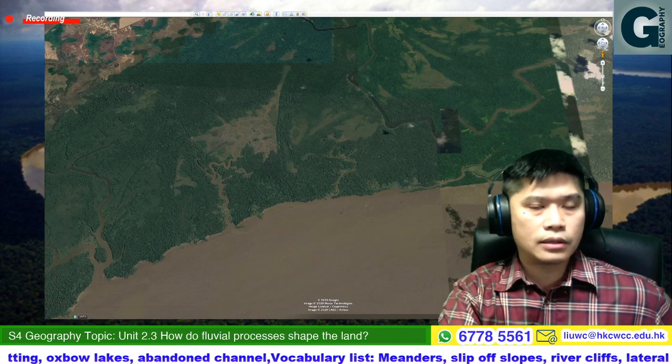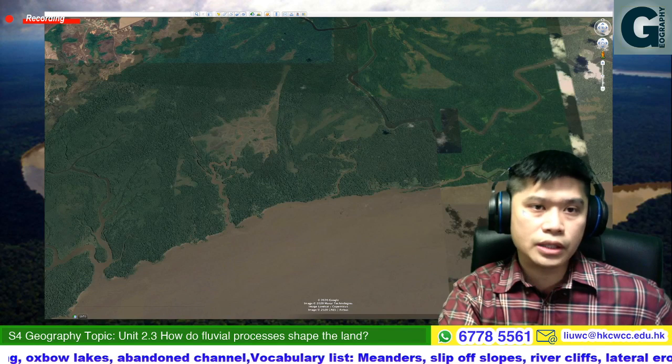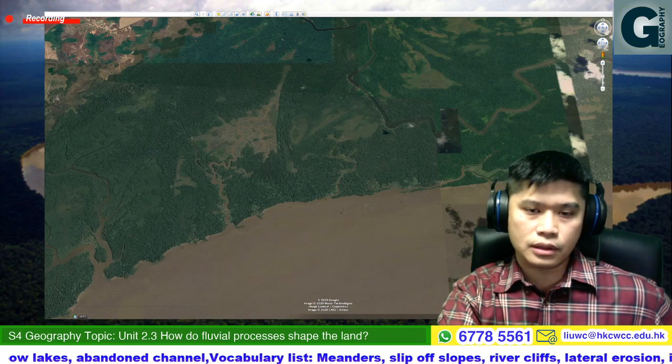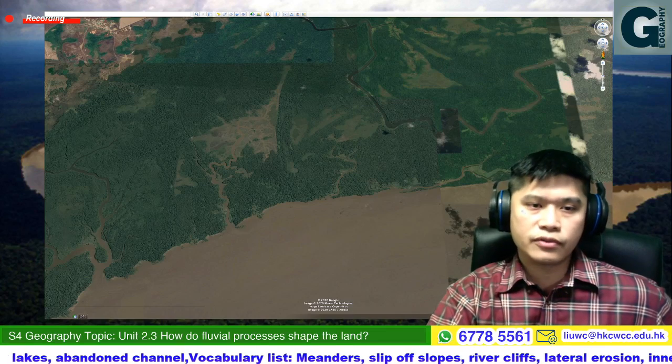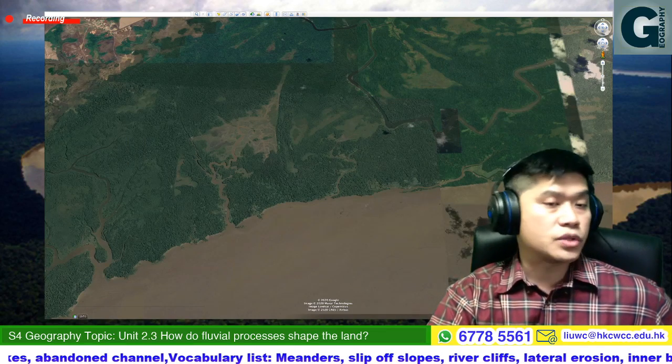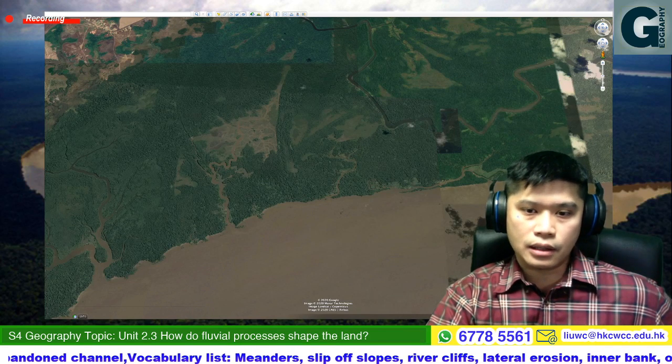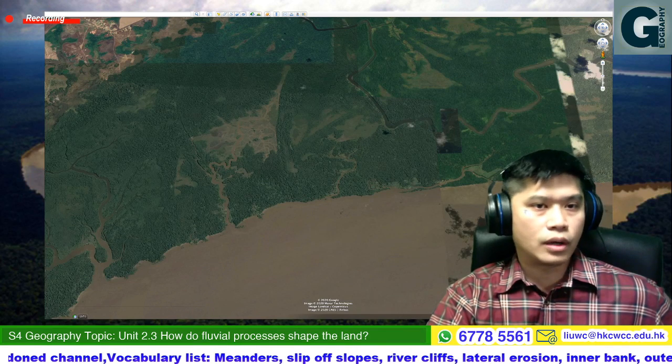Next time we will continue the topic of how the fluvial processes shape the land. We will finish the landscape in the lower course.